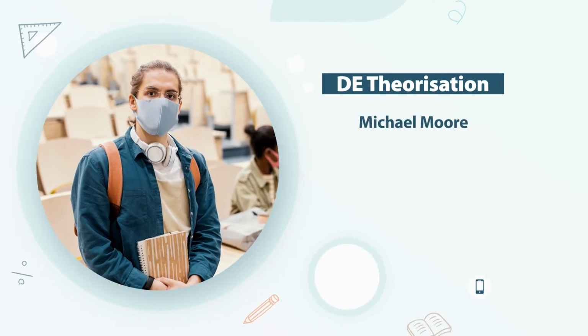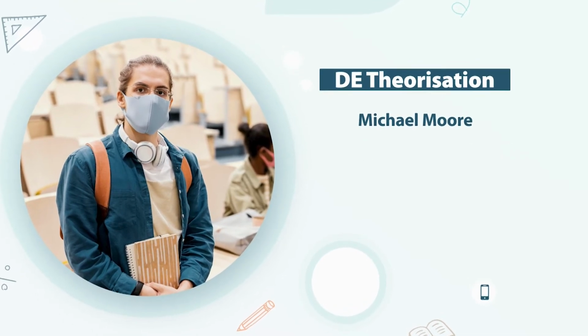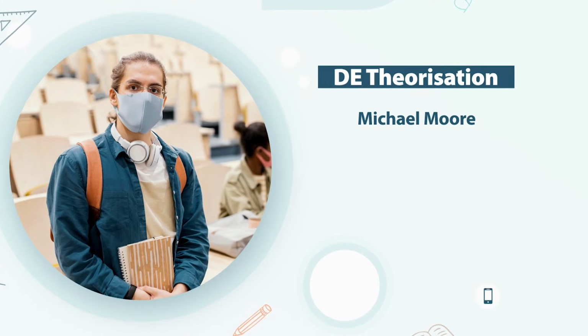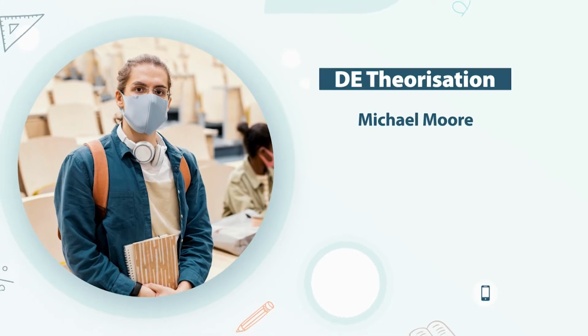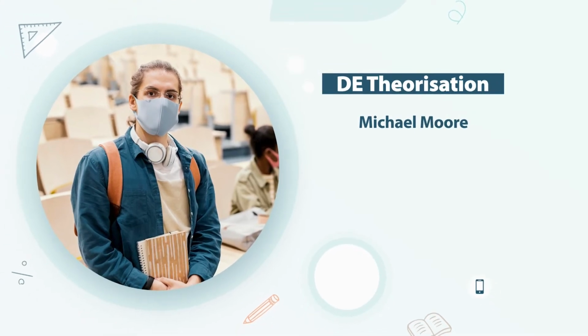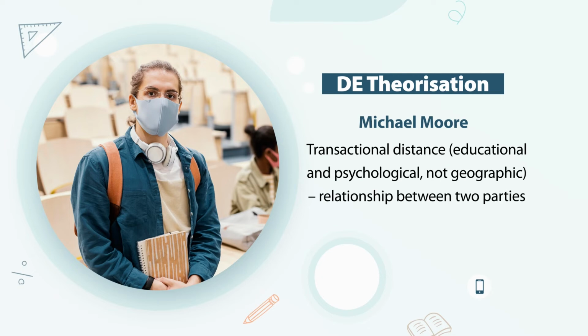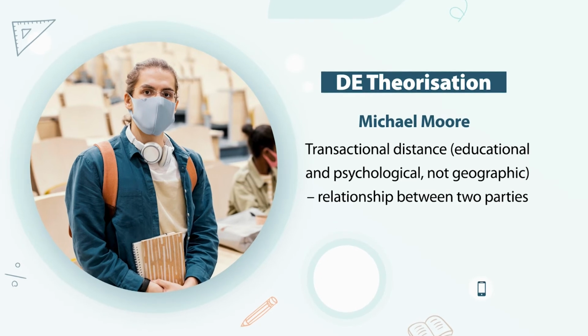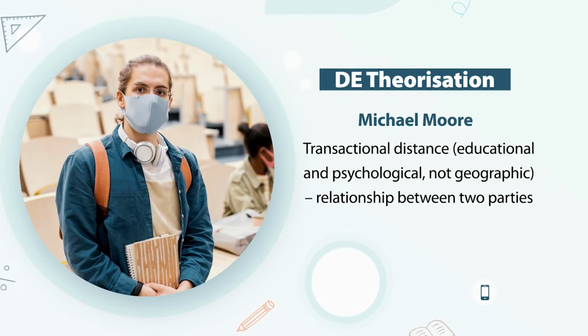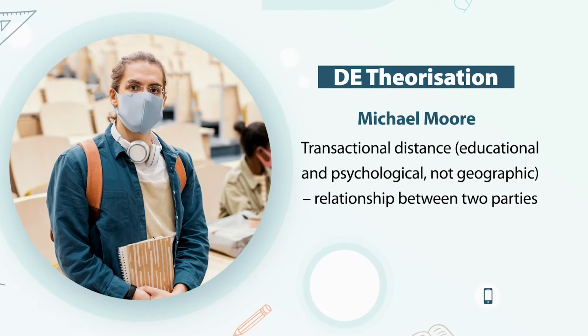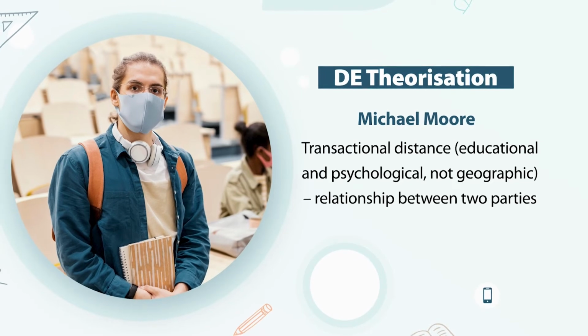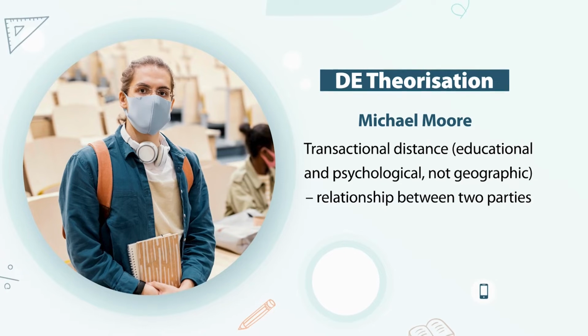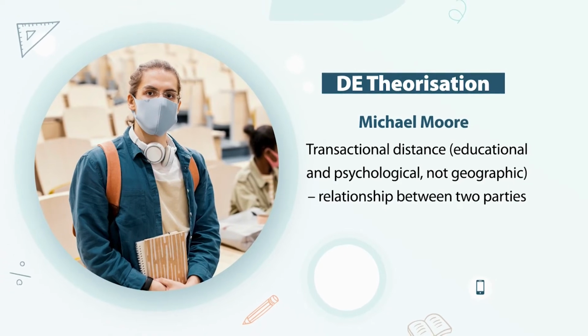Professor Michael Moore, a Briton who finally settled in the US, established the American Center for Distance Education at Penn State University. He talked about transactional distance: that physical distance is not that important. What is important is educational and psychological distance, and if we can bridge that, there will be hardly any distance in distance learning. We will look at this in the next PowerPoint.